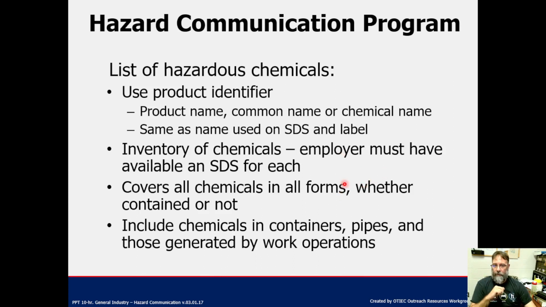Having an inventory of all your chemicals. If you have the chemical, as I said, you need the SDS for it. And it covers all chemicals in all forms, whether contained or not. So if you have a container that has the chemical in it, or if you have something in a vat that is mixed, you have to have that SDS as well. Basically, notice where it says it includes chemicals, containers, pipes, and those generated by work operations. So if you're doing something and it produces an off gas, there needs to be an SDS on that off gas. So literally, it is everything in your workplace.